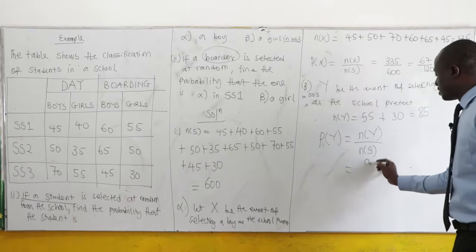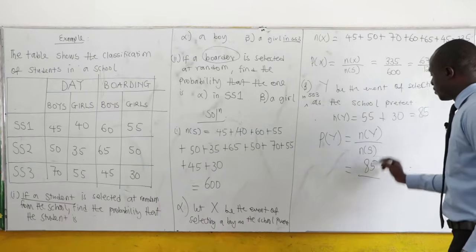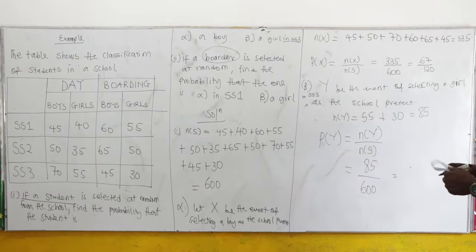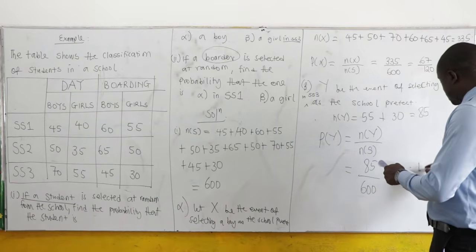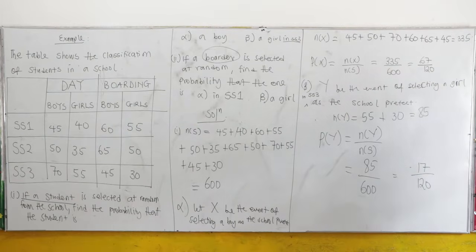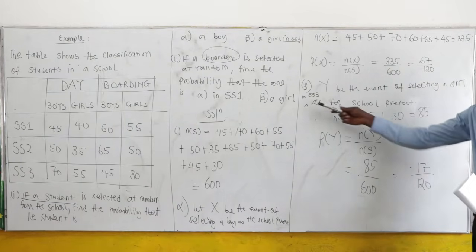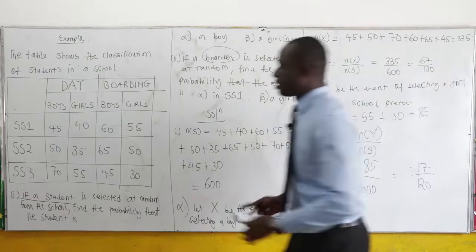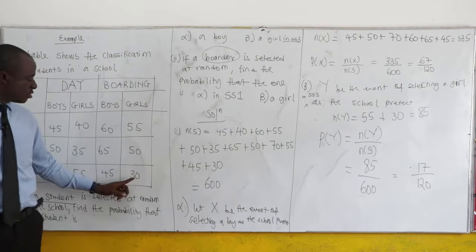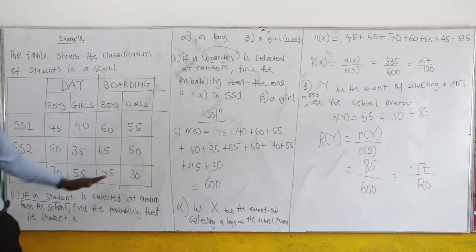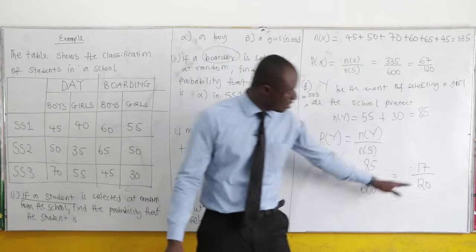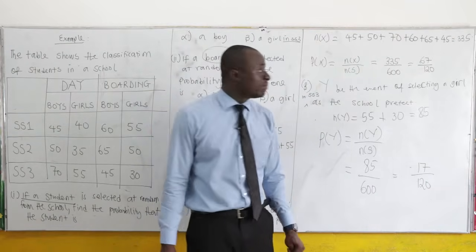Now, the probability is the number of events over number of sample space. And what is the event? That is 85. What is the sample space? The total, that's 600. And when we cancel out, this is giving us 17 all over 120. So we shouldn't forget a girl in SS3. You come to SS3, you look for the girls, 55 day students, 30 boarders. So addition of all of them, that's 85 all over the total, 600. And this is giving us 17 over 120.